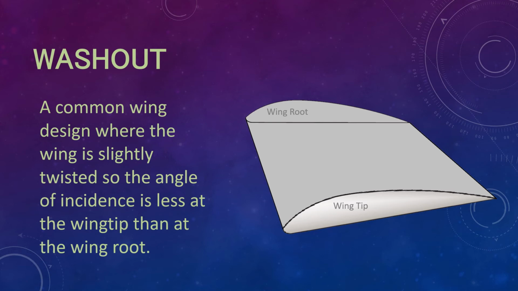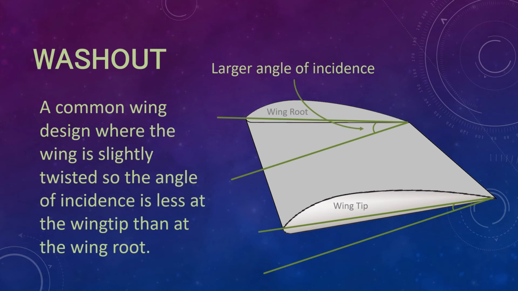Remember that the angle of incidence is the angle between the chord line of the wing and the longitudinal axis of the plane. Most airplane wings will have an angle of incidence that varies slightly along the wing from the root to the wing tip. In other words, the wing is designed so that it is slightly twisted. The angle of incidence is greater at the wing root and becomes progressively smaller as you move toward the wing tip. This helps with stability during a stall.